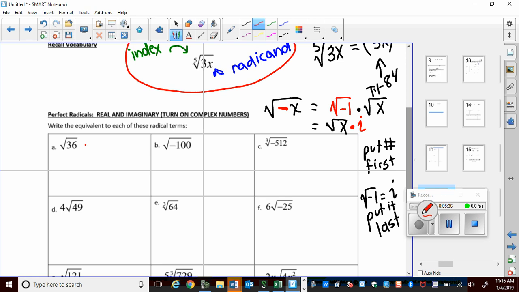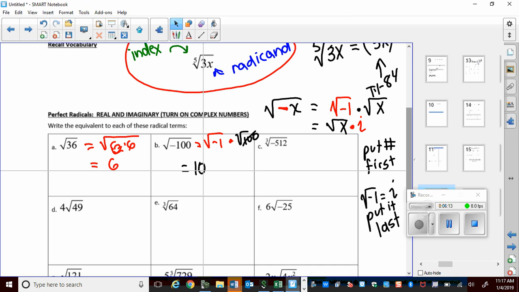So square root of 36, we already did that. That's like saying the square root of 6 times 6, which equals 6, right? Square root of negative 100 equals the square root of negative 1 times the square root of 100. All right. And that just equals 10 times i, or just 10i.